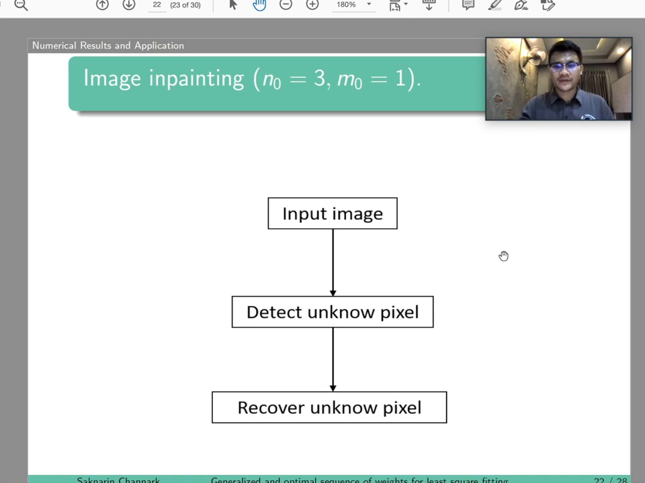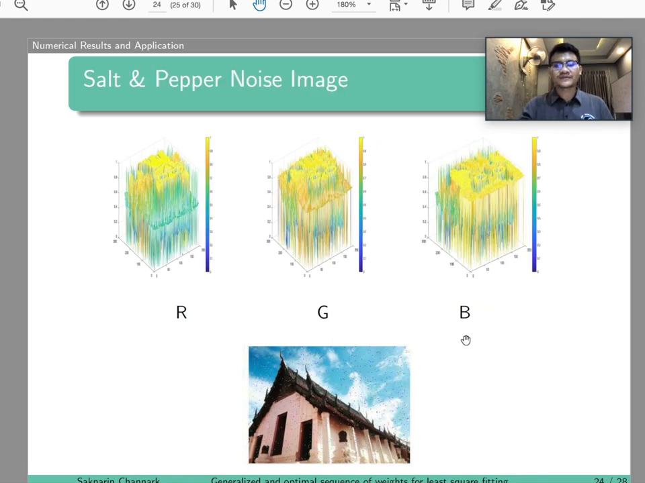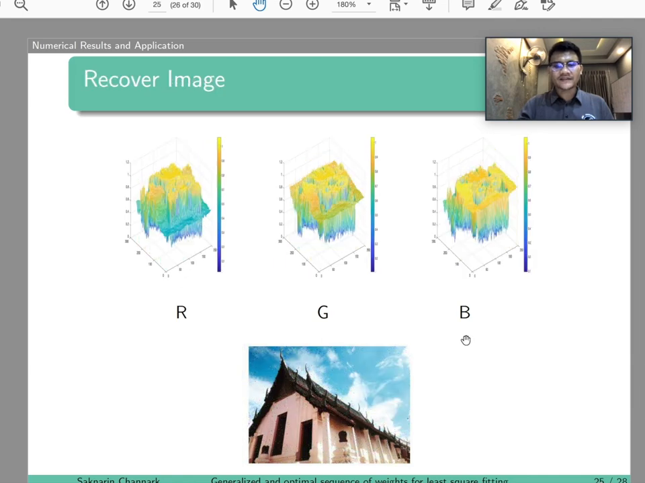And for the procedure of how to apply our algorithm GOLSPAA to the image inpainting problem, we start with the input image, and after that we detect unknown pixels and recover them. This is the original image, which has three channels, R, G, and B. After that we detect unknown pixels using the salt and pepper noise image like this, and then we use our algorithm to recover the image and get the result like this.